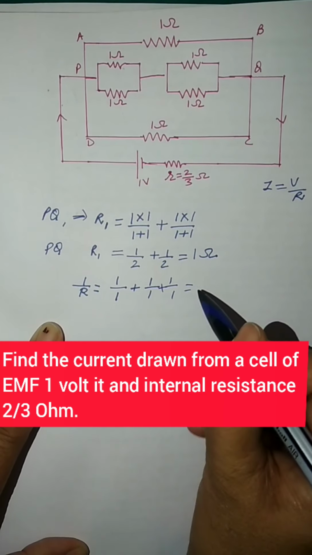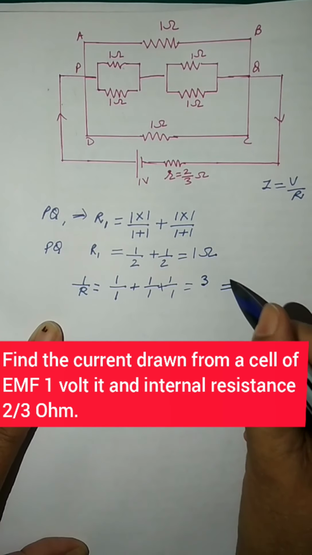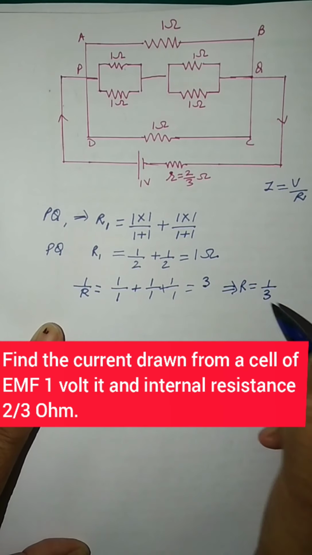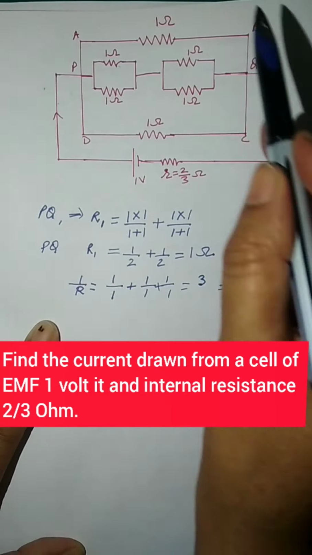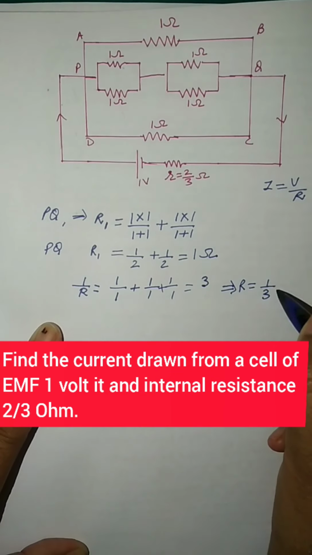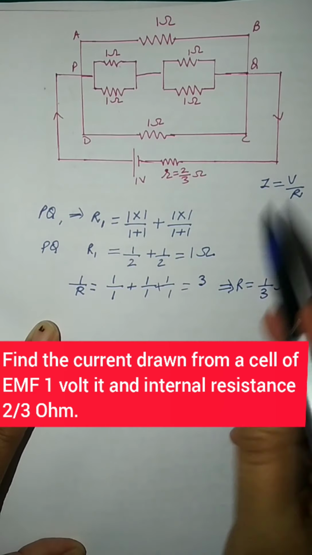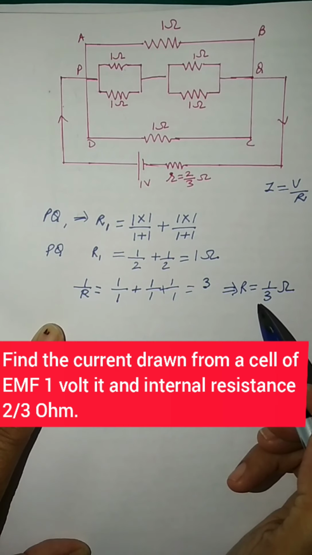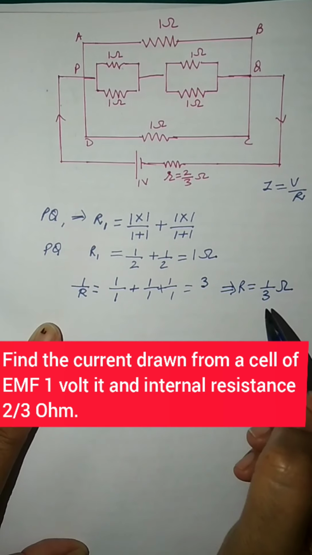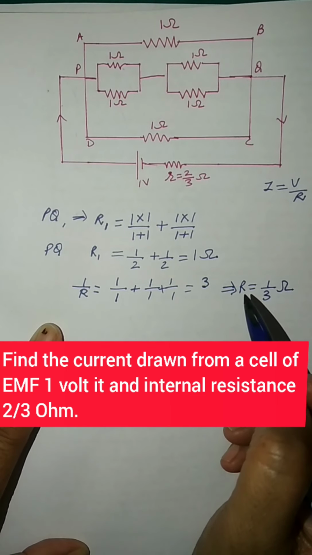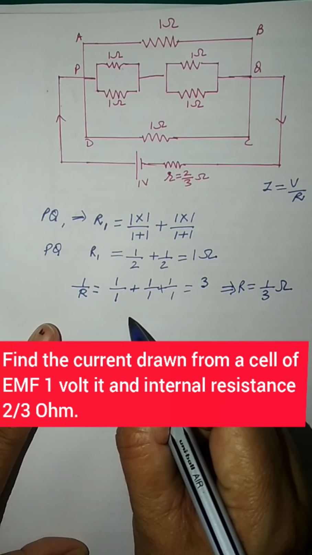So what will this be? You will get that this is equal to 3. So what will my R be? My R will be 1 by 3. That means the equivalent resistance of this network, that is ABCD, is equal to 1 by 3 ohm. Now instead of all this, you have got the resistance R equal to 1 by 3. And one more resistance is there, the resistance of the battery. So this resistance and the resistance of the battery will be connected in series. Your circuit will reduce like this.